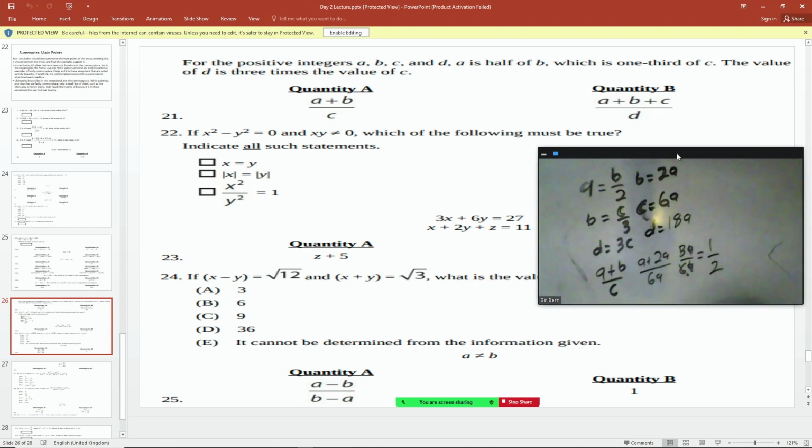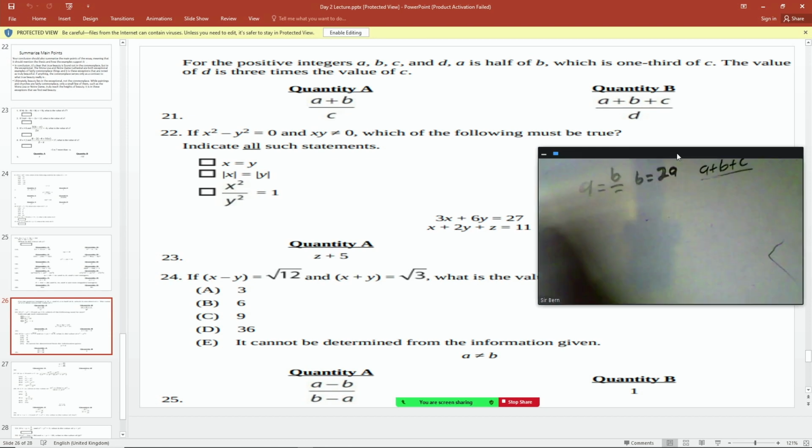For quantity B as well, we have a plus b plus c all over d. So a plus 2a plus 6a all over 18a. A plus 2a is 3a, plus 6a is 9a. 9a over 18a, a cancels a. 9 goes into itself once, 9 goes into 18 twice, giving us a half, just like quantity A. So the two quantities are equal.